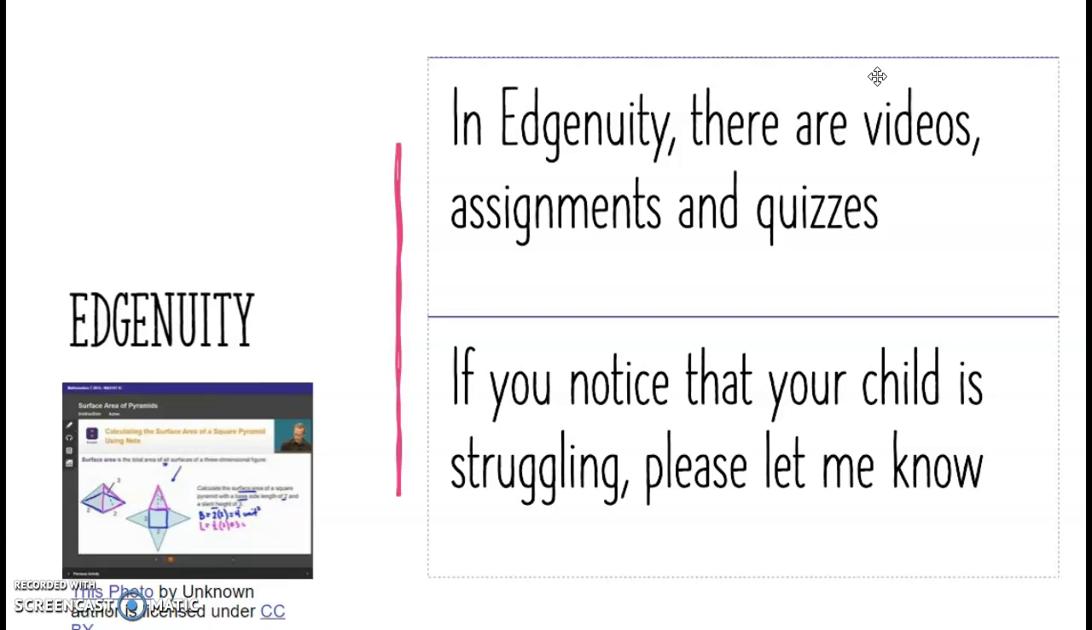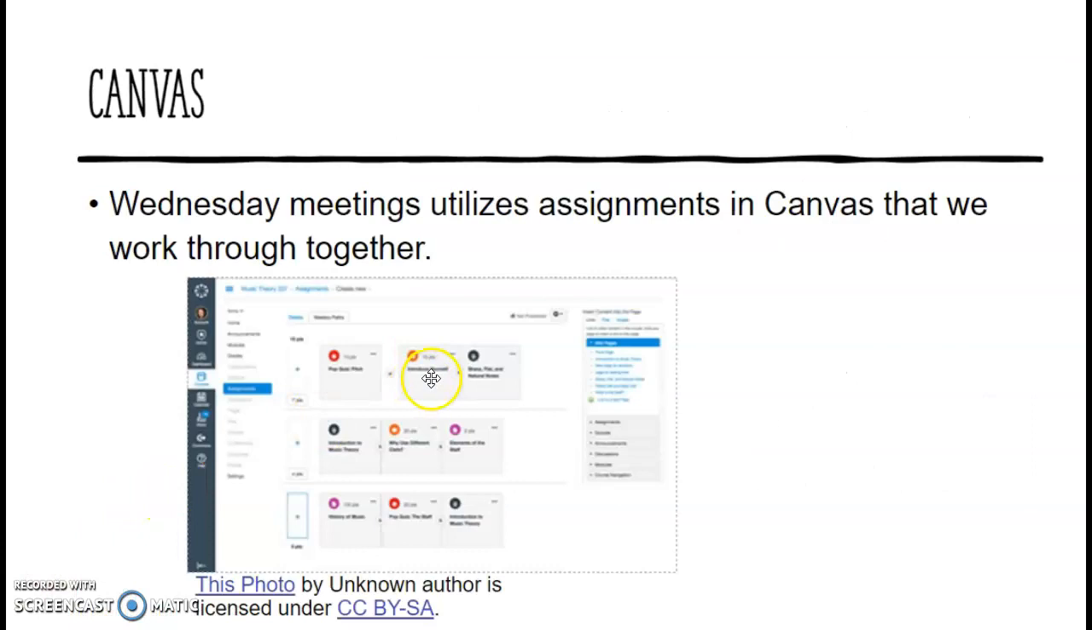So if you notice that your child is struggling with Edgenuity in particular, or with anything, but really with Edgenuity, please let me know. Let me know about anything. Okay, so Canvas is the learning management system that we're using.